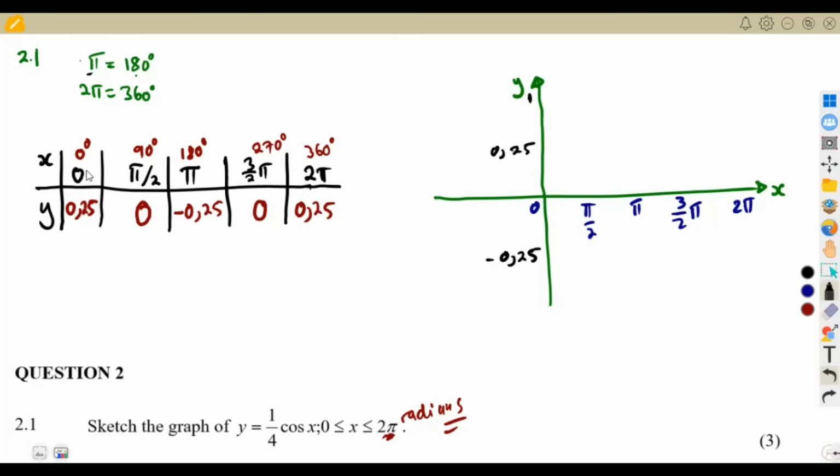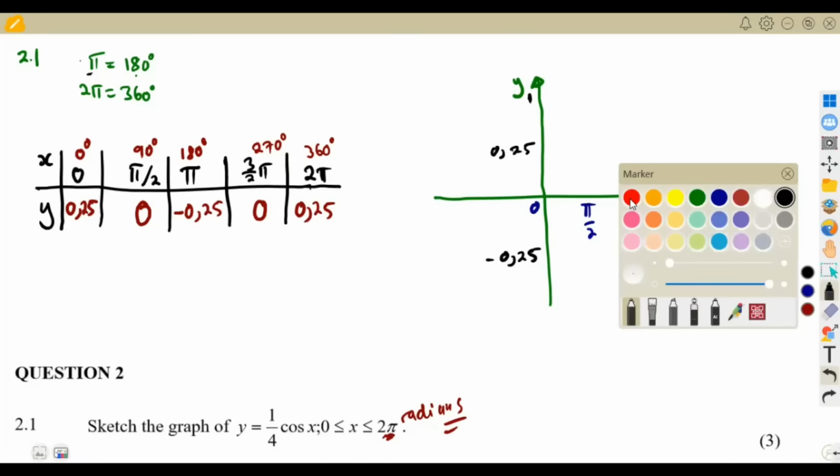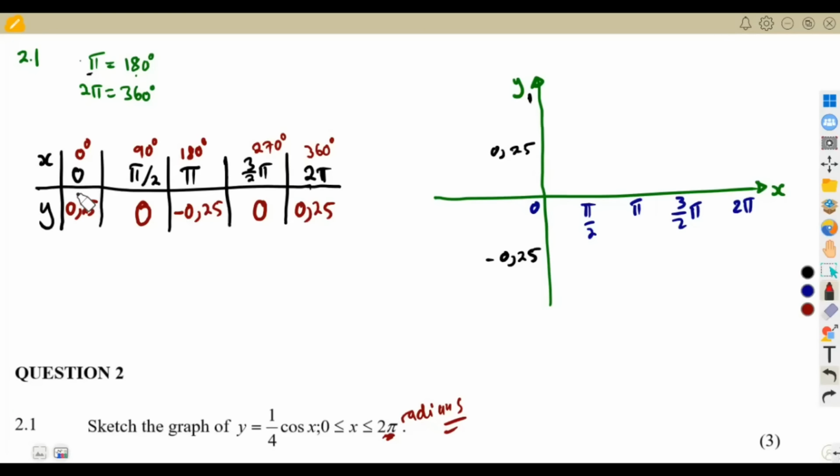So as you are to sketch this graph, you're supposed to mark the points corresponding to what we have in this case. Like we've got 0 versus 0.25. So that's a 0 here versus 0.25, which is this point. You can mark this point. Pi over 2 versus 0. You mark the point. Then we've got pi and negative 0.25. So this is pi, negative 0.25 down here. Where these two meet, you mark a point. 3 over 2 pi versus 0, you mark your point. 2 pi versus 0.25, which is on top here.